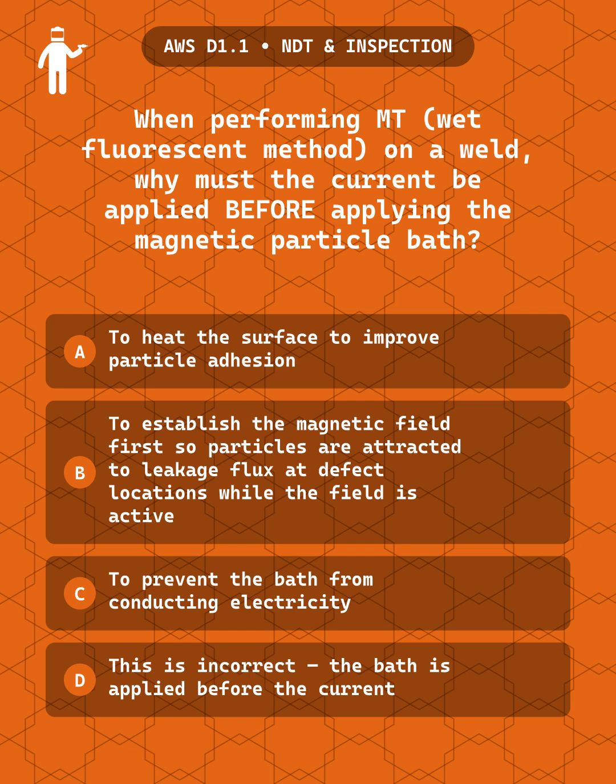Question 7. When performing wet fluorescent magnetic particle testing, why must current be applied before the particle bath? Is it A, to heat the surface and improve particle adhesion, B, to establish the magnetic field first so particles are drawn to leakage flux at defect locations while the field is active, C, to prevent the bath from conducting electricity, or D, this is incorrect and the bath is actually applied before the current?